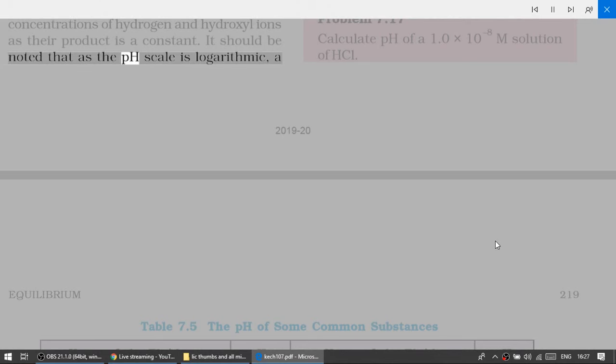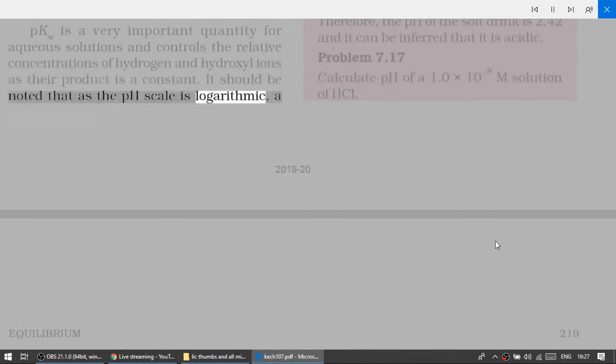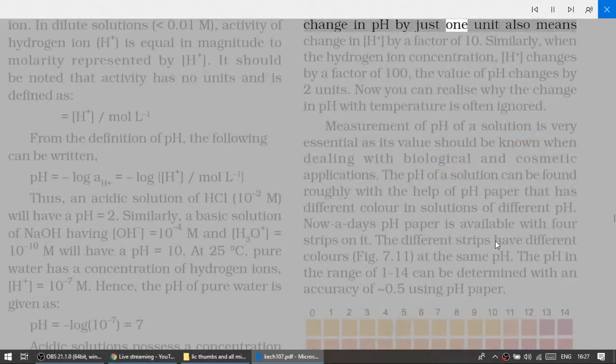It should be noted that as the pH scale is logarithmic, a change in pH by just 1 unit also means a change in [H+] by a factor of 10. Similarly, when the hydrogen ion concentration [H+] changes by a factor of 100, the value of pH changes by 2 units. Now you can realize why the change in pH with temperature is often ignored.